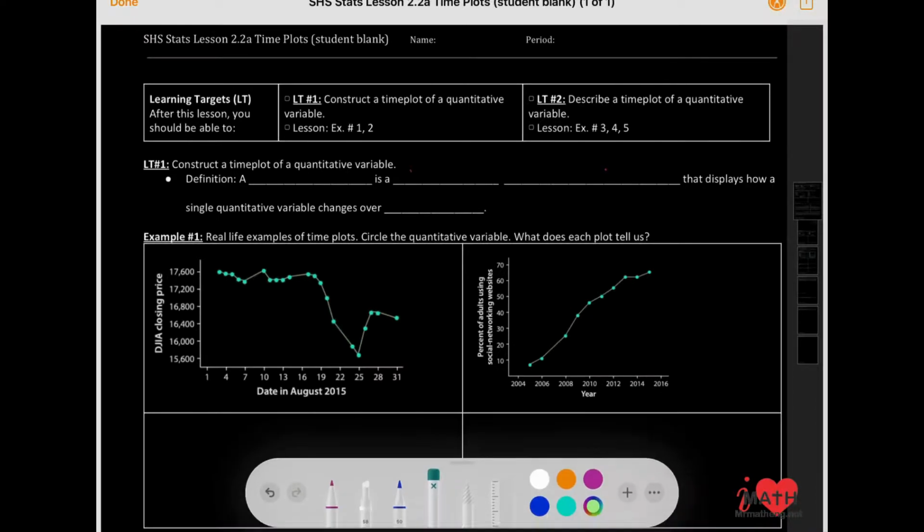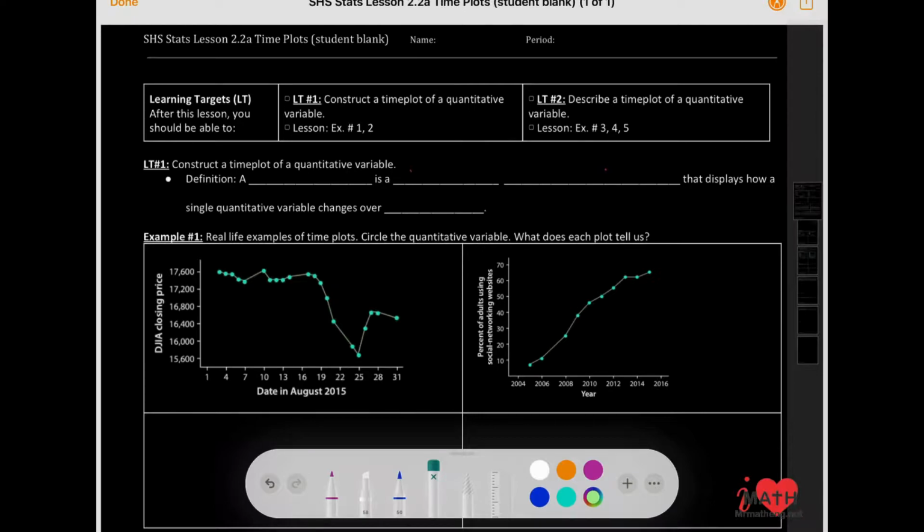And let's go over lesson 2.2a, time plots. Our learning targets are to construct and describe a time plot. Construct a time plot of a quantitative variable. This is lesson target number 1.